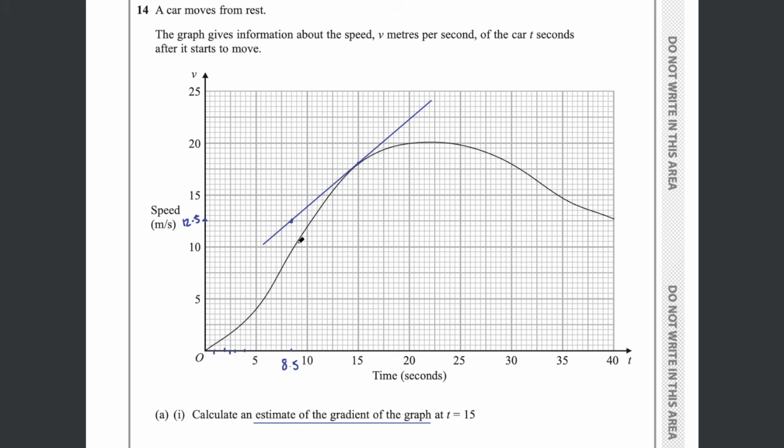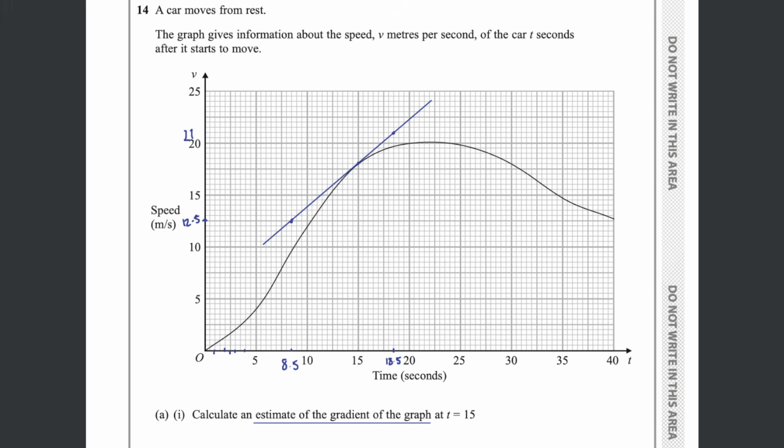Okay, and then we need another point on the line. Anywhere is fine. Okay, so this looks like it's going through 2 points. Again, they don't look like they'll be whole numbers, but you just work with what you've got. So this would be 16. Sorry, no, this is 16, 17, 18. This is 18.5. And on the speed axis, this is 21. So I finally got one whole number.